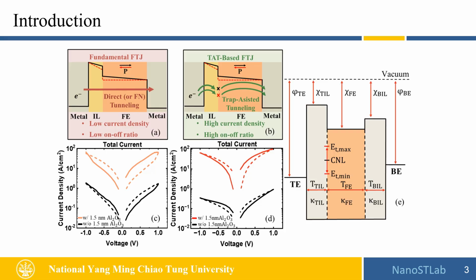In our work, we developed a comprehensive model that integrates direct and FN tunneling and trap-assisted tunneling all together. Through this comprehensive model, we simulate the experiment in figure C, and it's clearly seen that they show a good agreement. The band structure is shown in figure E here.